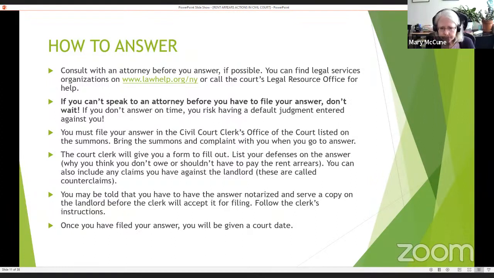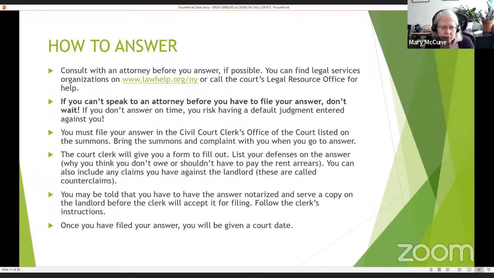When you get to the court clerk's window, if you haven't already filled out an answer form with the help of an attorney or the Legal Resource Center, they'll give you a form to fill out, and you'll have to write down your answers, write down your defenses, which are why you think you do not owe or should not have to pay the rent arrears. And you can also include any claims you might have against the landlord. These are called counterclaims, and we're going to talk about them more in a minute.